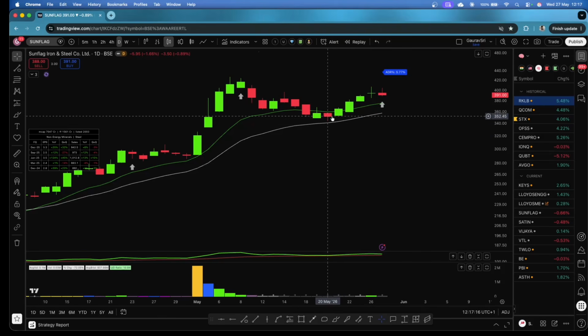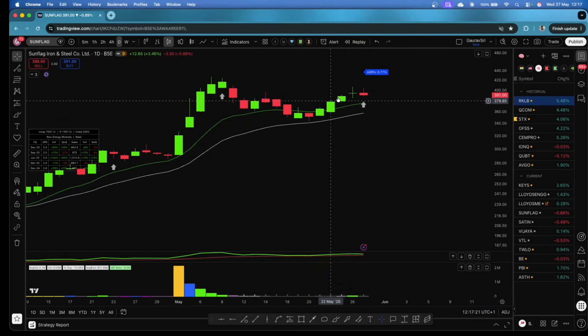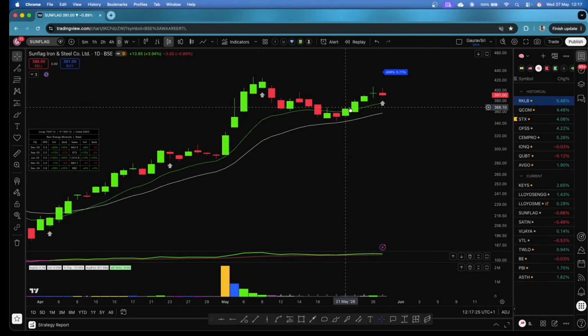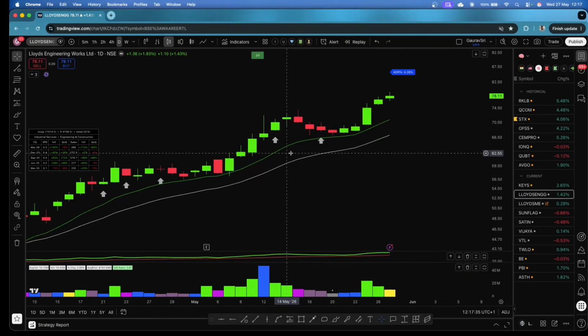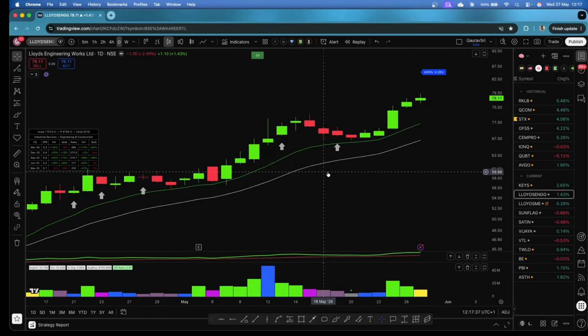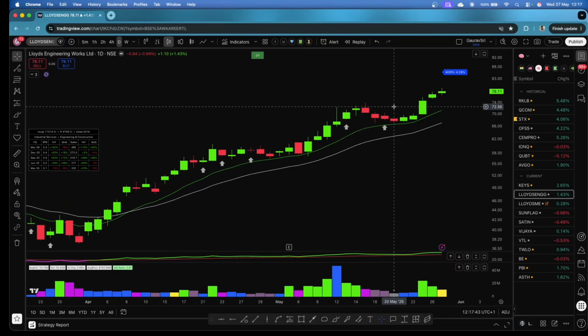you could have entered, because this is where the shakeout has happened, it touched the 21 EMA, and after that moved up, and that's it. You could have easily made a decent, I think 10-12%. Similarly, Lloyds Engineering, I have not traded personally, but I have seen this candidate and I mentioned it also. So again, the same prior uptrend, pullback, tight candle to its 11 EMA, and after that the move has happened.